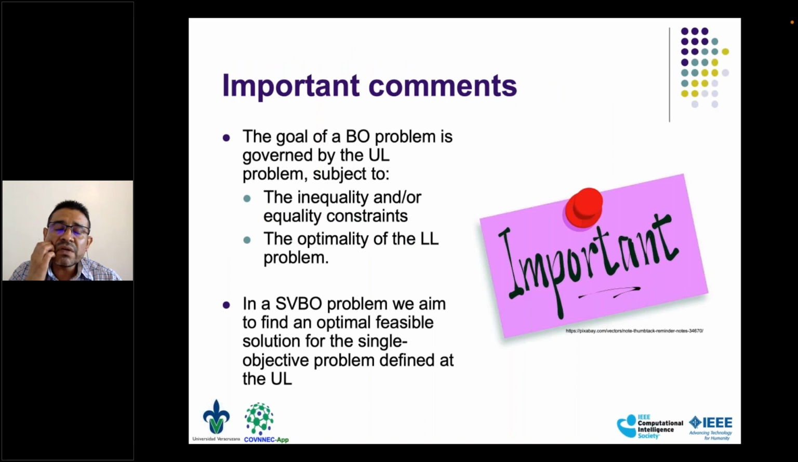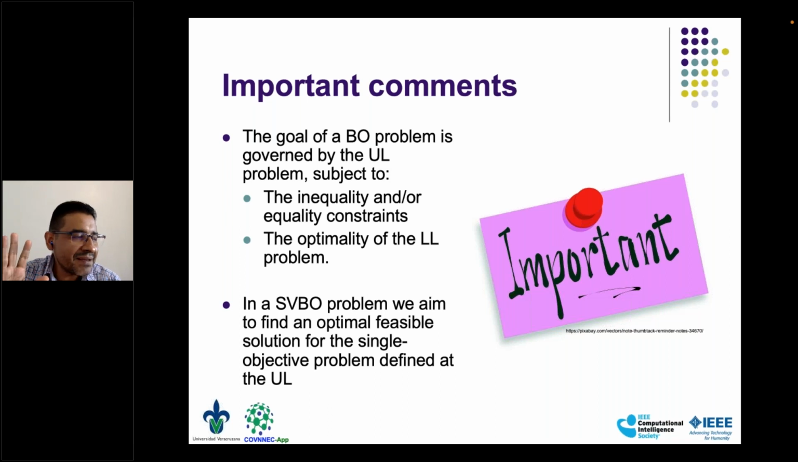It is important to mention some things. The goal of a bilevel optimization problem, again, is governed by the upper level. The upper level is the problem that I'm trying to solve. The nested problem is like a constraint. But in this hierarchical way, I can get interesting models from different problems in different domains. That's very attractive when we want to solve a problem. And the upper level problem also has constraints and depends on the optimality of the lower level problem.